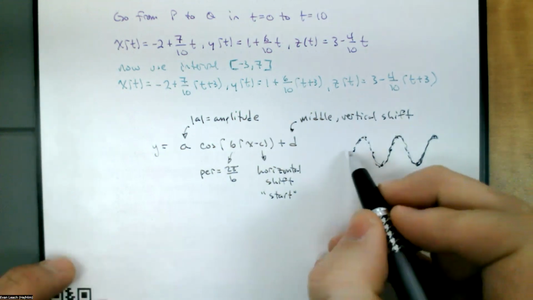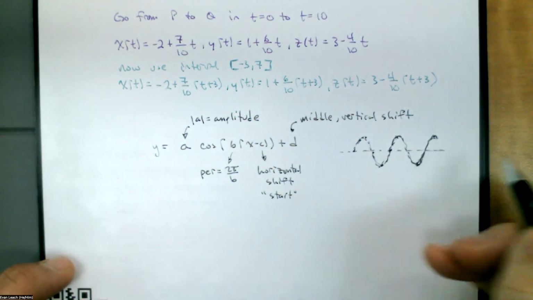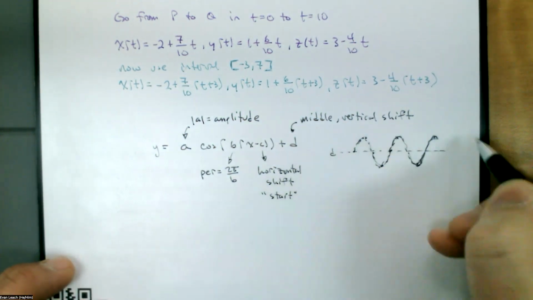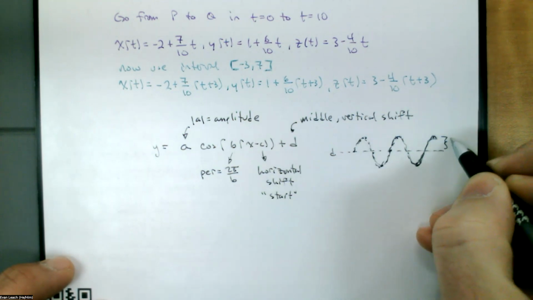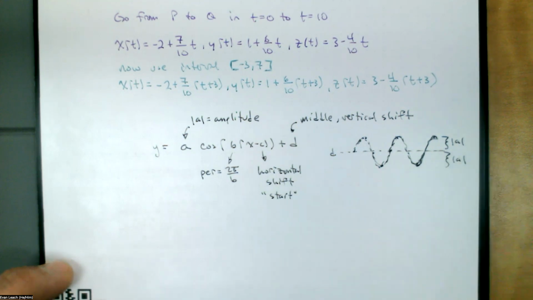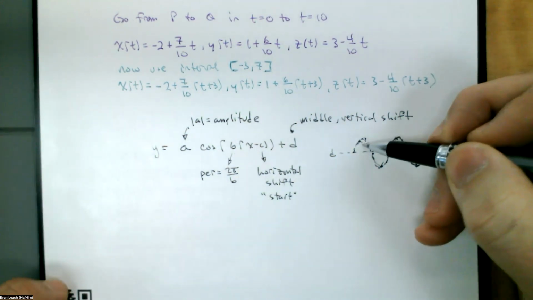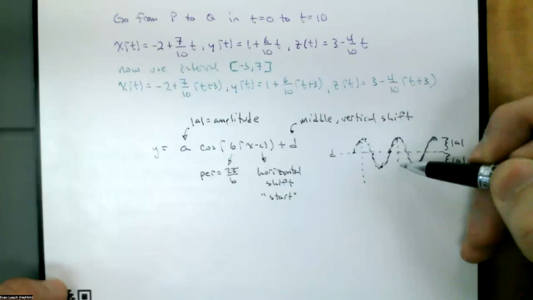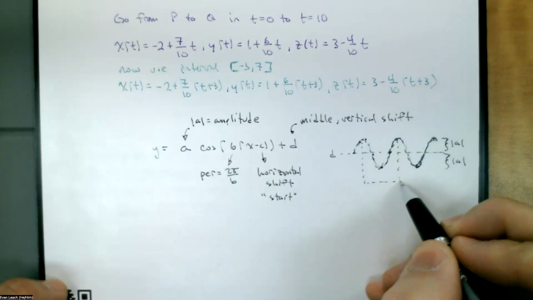So there's like a middle here. Your amplitude is the distance from the middle to the top and from the middle to the bottom. And the distance between any 2 corresponding points is 1 period.